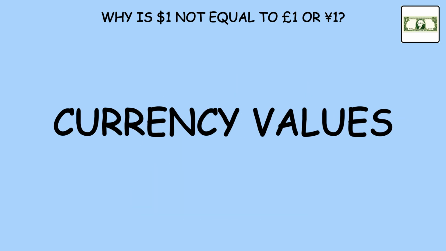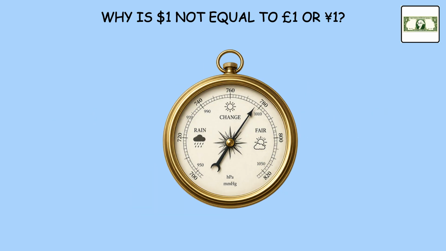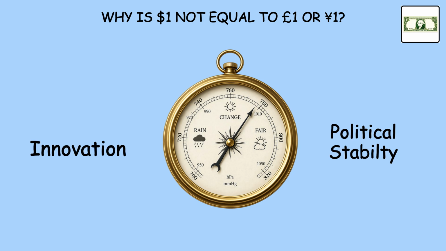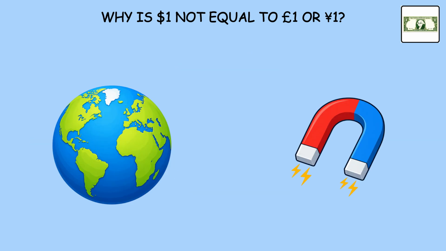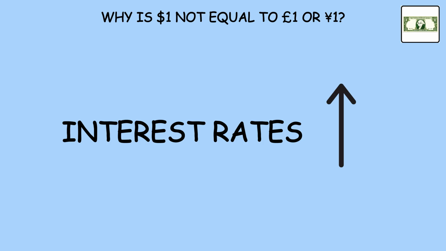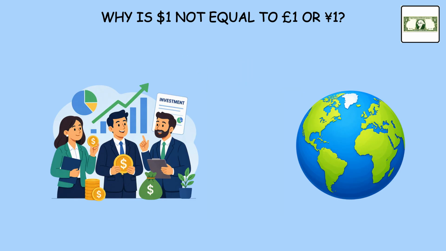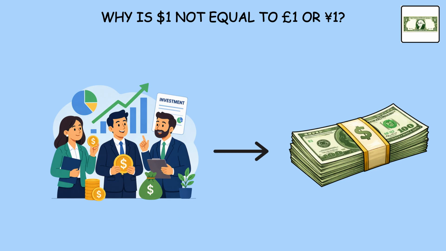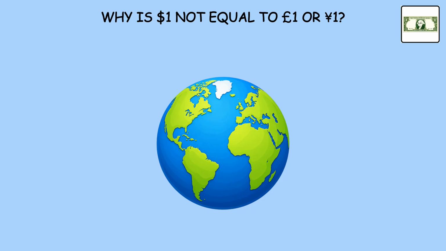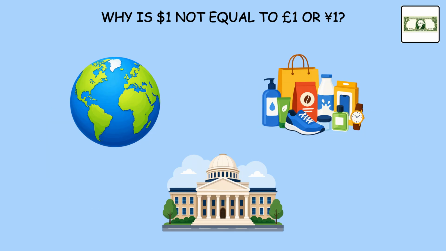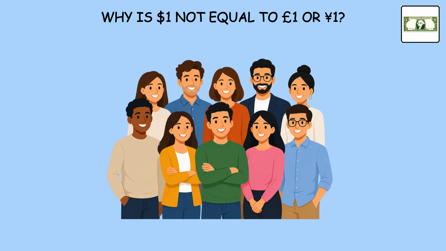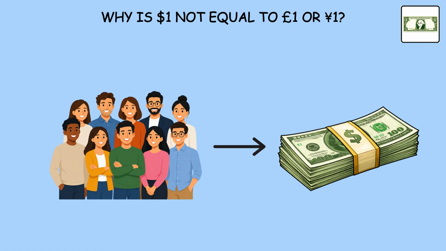When we talk about currency value, we're actually looking at a barometer for political stability and innovation. A country is like a magnet for capital. If interest rates there go up, or a groundbreaking new technology is developed, investors worldwide want a piece of the action. But to invest, they first have to buy the local currency. If a country sells a lot of products, maintains a stable government, and keeps inflation low, everyone wants their money. This high demand drives the price up.